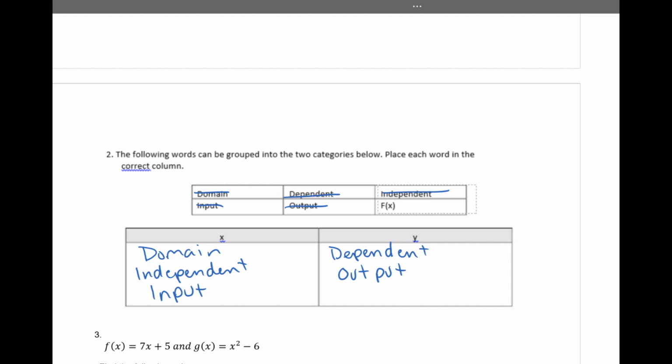F of x. So x is your input, therefore f of x is your output. Your answer is your output. X is the input, f of x is the output.